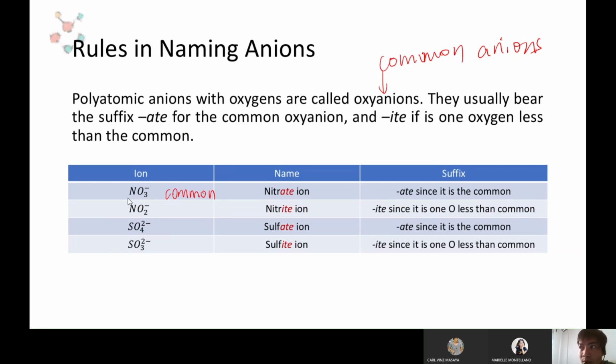We get the root name of the atom that is not oxygen. So, ito, N. Nitrogen yan, di ba? Tanggalin mo yung "ogen". Kunin mo lang yung "nitr", N-I-T-R. Then, anong gagawin natin? Since common yan, you just use the suffix "ate". So, ang name niya would be nitrate.